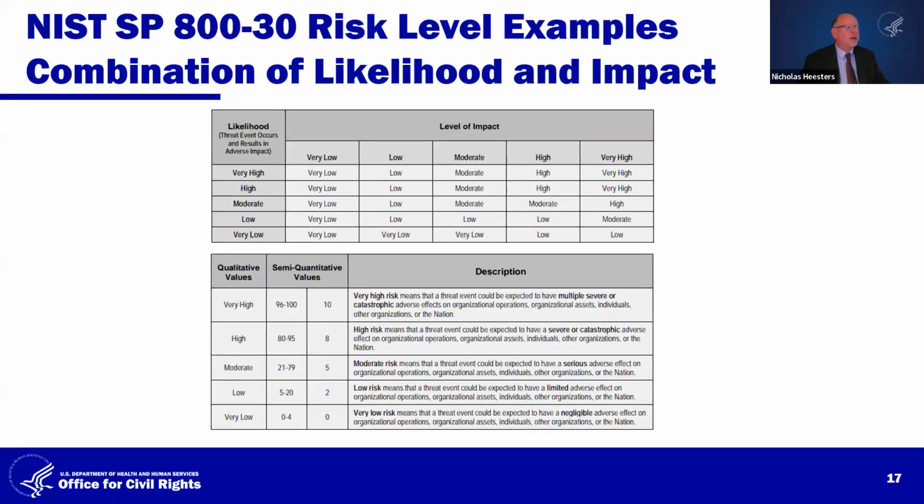That might look something like this, where we have the likelihood scale on the left, and the level of impact going across the top chart to determine a level of risk. On the bottom chart we have a definition of what those risk levels mean. We go from very low, where there is a negligible adverse impact on the organization, to very high, where the threat event is going to have multiple severe or catastrophic adverse effects on the organization.